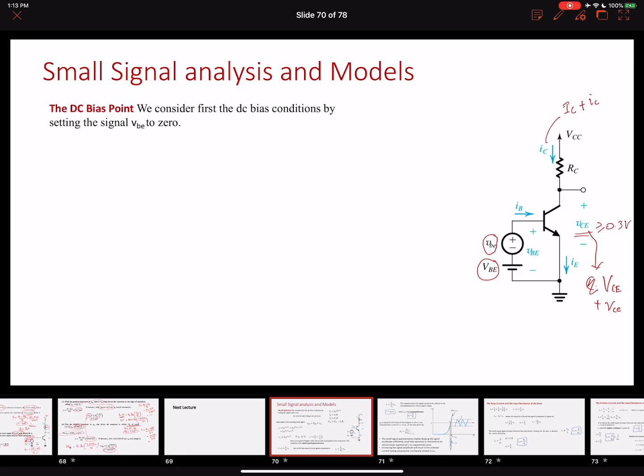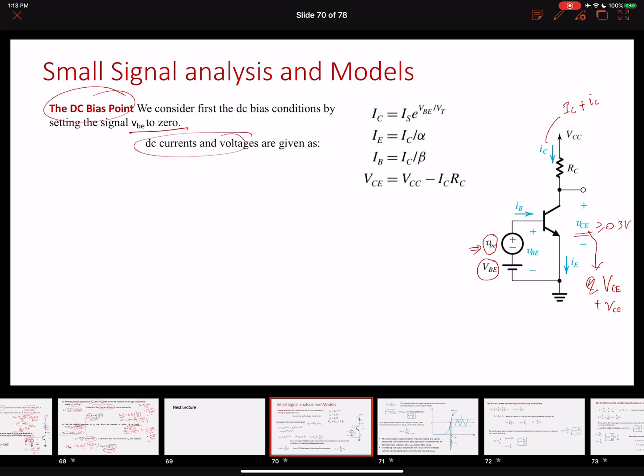Let's first consider the DC bias point at which we bias our transistor. While discussing that, we are going to assume that the time varying component of the input signal is 0. So we are setting the small signal VBE to 0, and we are going to find all the DC voltages and currents. Our DC collector current is given by the scaling current times the exponent of VBE over VT, where VBE is the biasing potential for the emitter to base junction, in order to make it forward biased. We have seen all of these equations before.